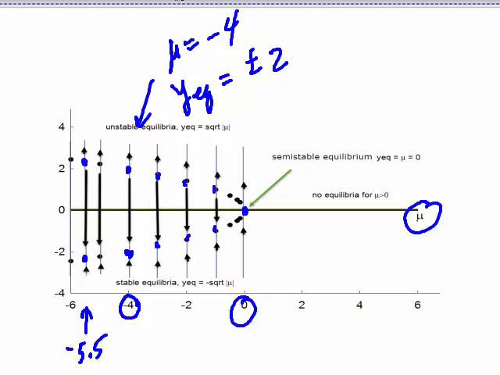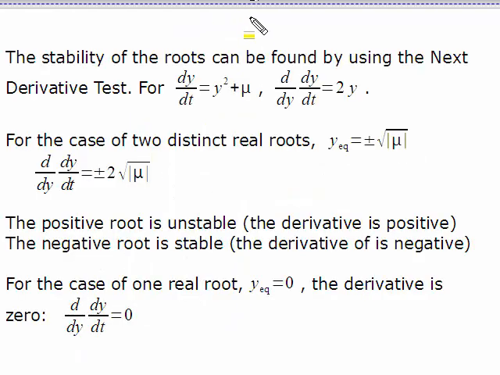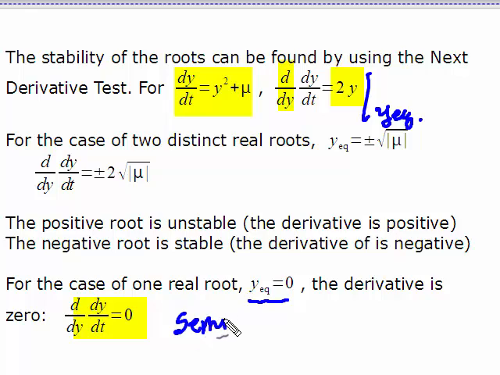Now we'll go look at the stability of these values. So again, to find the stability, we look at the differential equation and we take its derivative with respect to y. In this case, the answer is 2y. Then we evaluate it at the equilibrium values. So let's look here first. If the equilibrium value is 0, then this derivative is also 0. That means this equilibrium value is semi-stable.